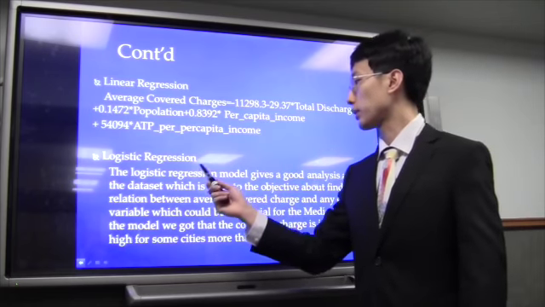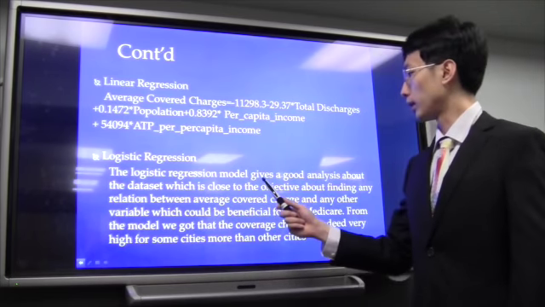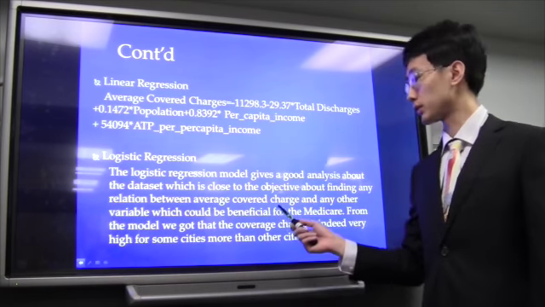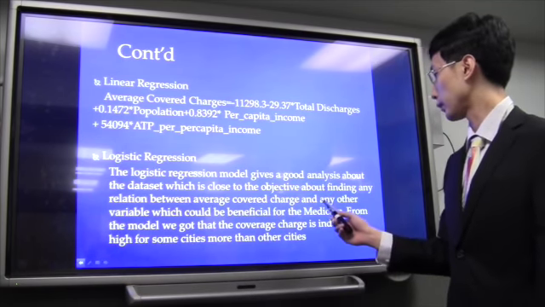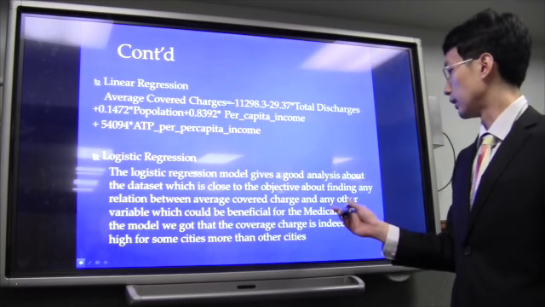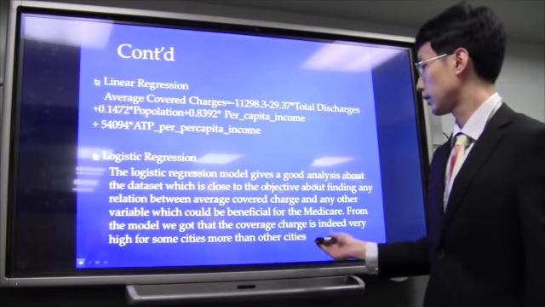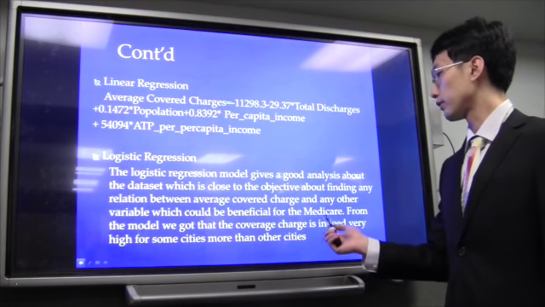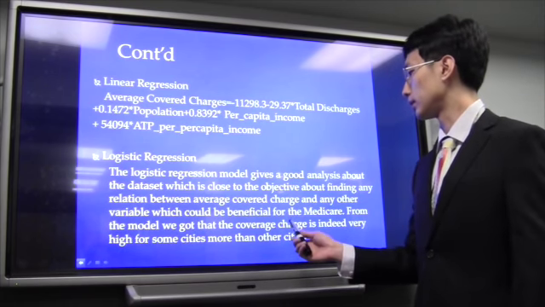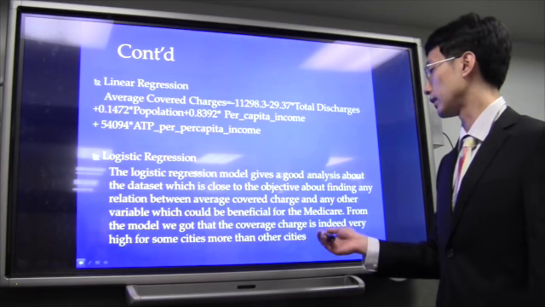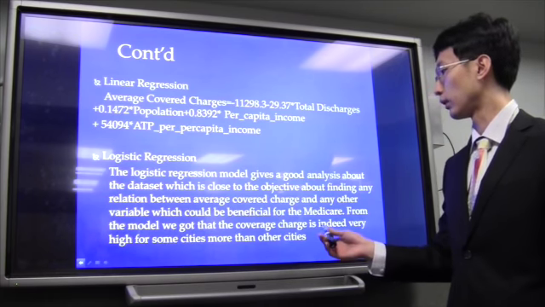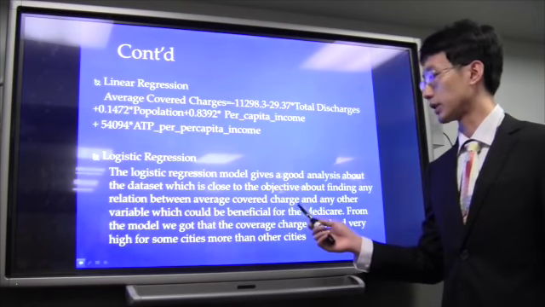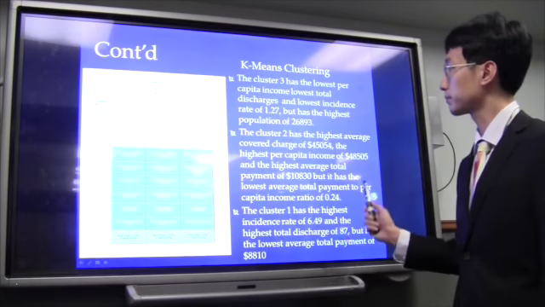For the logistic regression, it's a good model for us to know which variable is close to our objective, and we can see that the locations, the different cities, some different cities are more important than the others, so we can know that the location is much closer to the objective than the other variables.